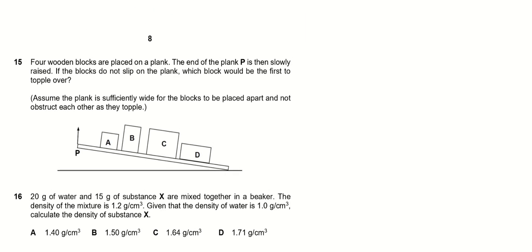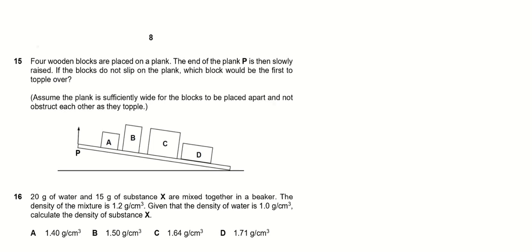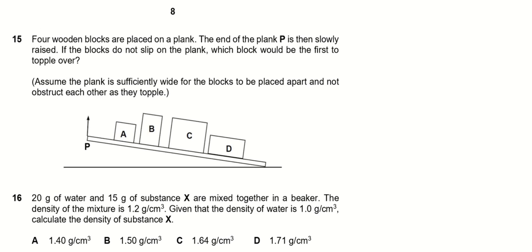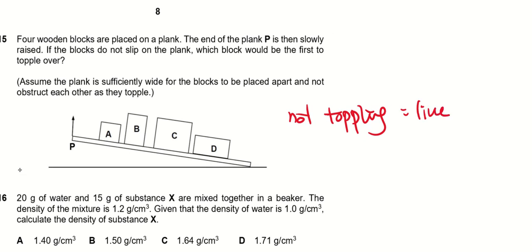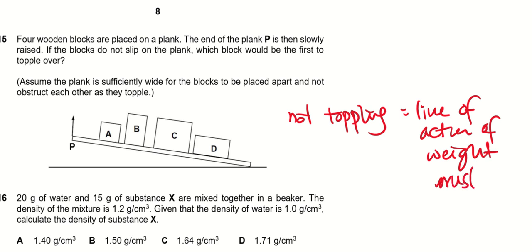Okay, so 4 wooden blocks are placed on a plank. The end of plank B is then slowly raised. If they do not slip, which one will be the first to topple? Okay, so the thing here is, for it to not topple, the line of action of weight must be within the base area.